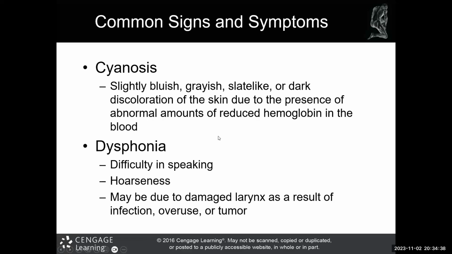Cyanosis. We said earlier on last week that cyan, C-Y-A-N, means blue. So cyanosis means a blue, grayish, slate-like, or dark discoloration of the skin due to the presence of abnormal amounts of reduced hemoglobin in the blood. Well, it means you're not getting enough oxygen.